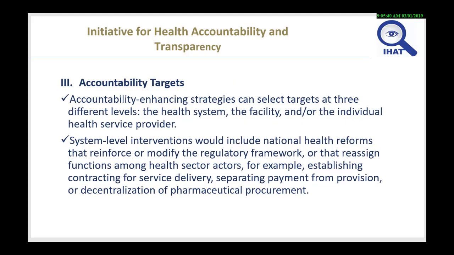The third category of the three approaches, strategies we've mentioned from the beginning: when we talked about the mapping, we talked about accountability strategies, and we are now talking about accountability targets. An accountability enhancing strategy can select targets at different levels of the health system: the system level, the facility level, or the individual health provider level. The system intervention should include national health reforms, particularly those that reinforce or modify the regulatory framework, or that assign functions among health sector actors. For example, establishing contracts for service delivery, separating payment from provision, or decentralization of pharmaceutical procurement.